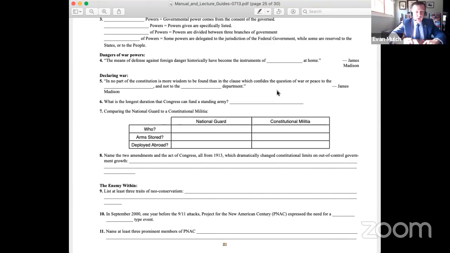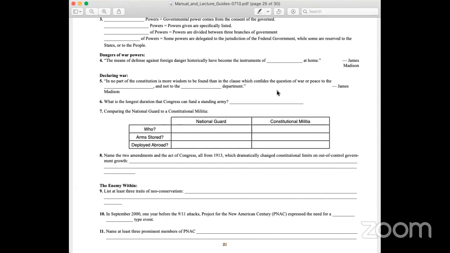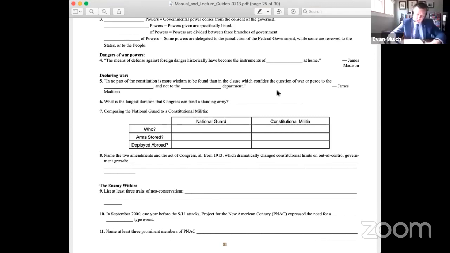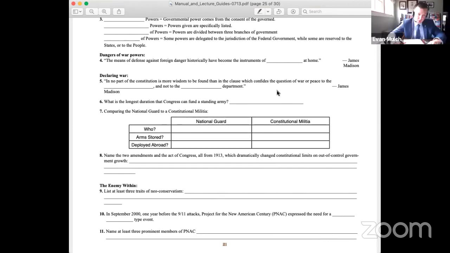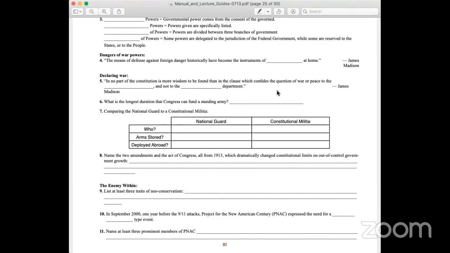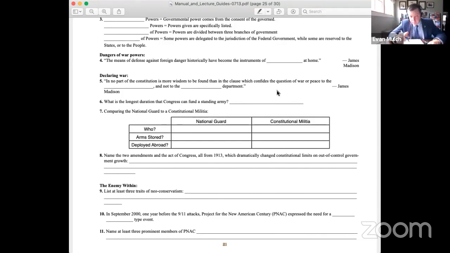Comparing the National Guard to a constitutional militia. National Guard. Who becomes part of the National Guard? The people. Yeah, the citizens who enlist. Who stores the arms? Well, the government stores them for the National Guard, and can they be deployed abroad? The National Guard can, yes. Yeah, it can be deployed abroad, and so that's why it's so important that we remind people that we should have a constitutional militia at this time.